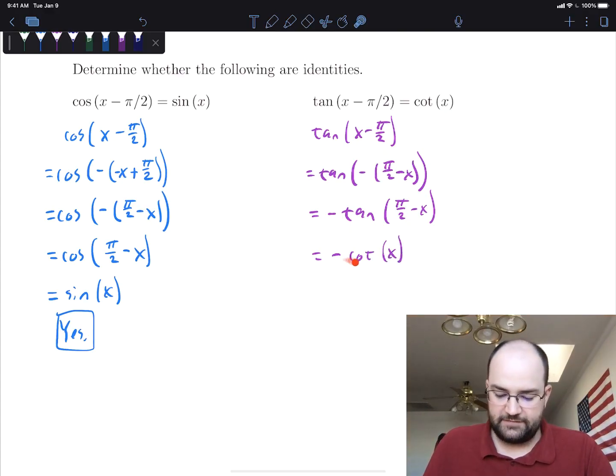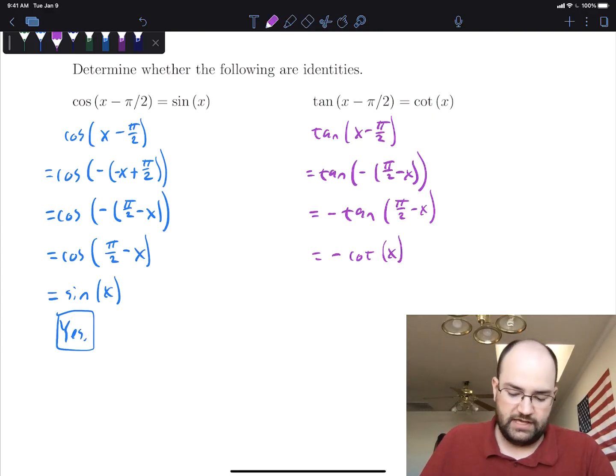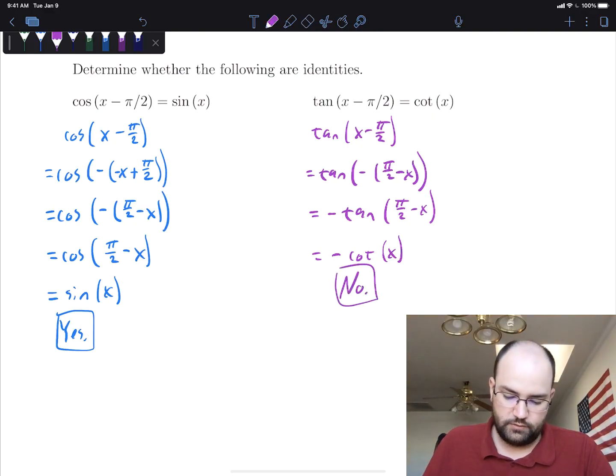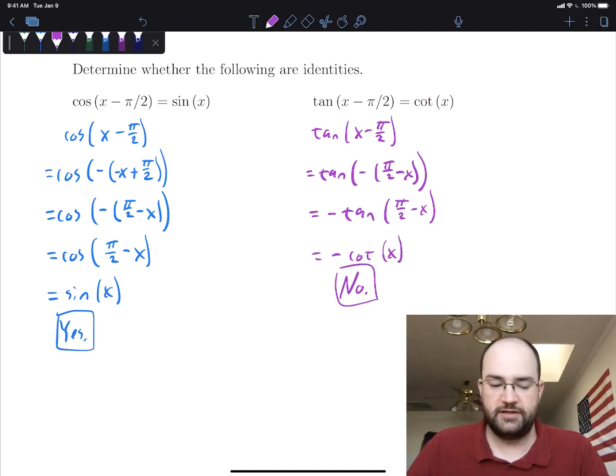So this is negative cotangent of x, and negative cotangent of x is not the same thing as cotangent of x. Therefore, the answer here is no. This is not an identity.